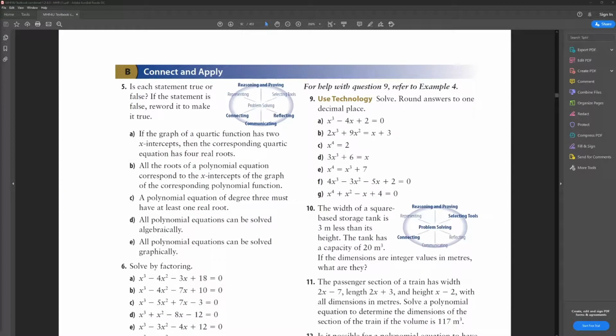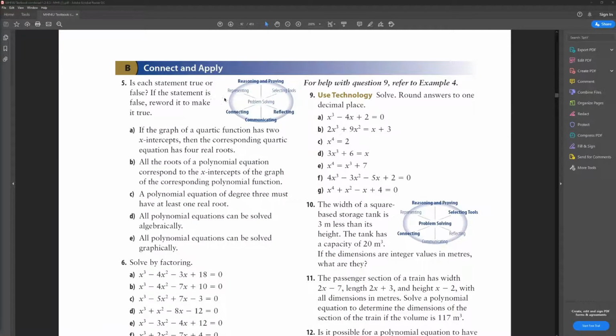Is each statement true or false? If the statement is false, we rewrite it to make it true. So A is, if the graph of a quartic function has 2 x-intercepts, then the corresponding quartic function has 4 real roots. Okay, well, what it's saying is that since it has 2 x-intercepts, it shouldn't have 4 real roots, because the roots of the function are the values at which the graph, or the f of x, equals 0. So if we have 4 real roots, then the equation should have 4 x-intercepts.